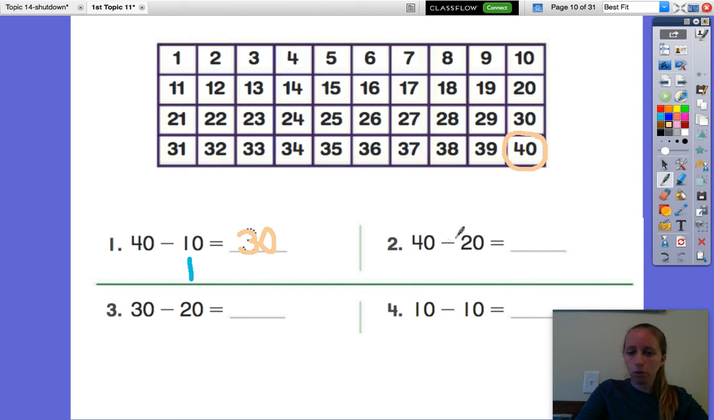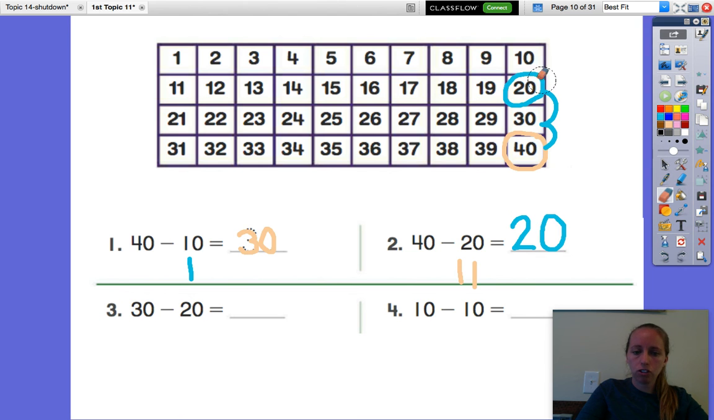So I'm going to start at 40, and I'm going to take away 20, which I know 20 is 2 groups of 10. So 2 groups of 10, I'm going to jump up 2 times, right? Take away 10, take away 20. And what did I land on? I landed on 20. So our difference is 20.